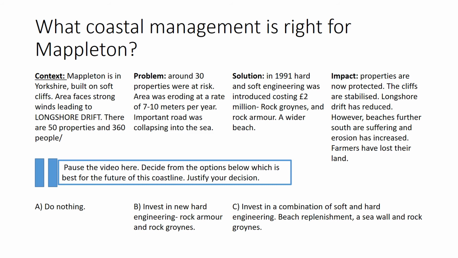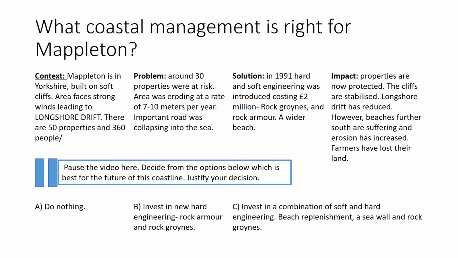The problem though, in the past, around 30 properties were at risk of being flooded or collapsing into the sea if the cliffs failed. The area was eroding at a rate of 7 to 10 metres per year, and the important road B1242 was collapsing into the sea.